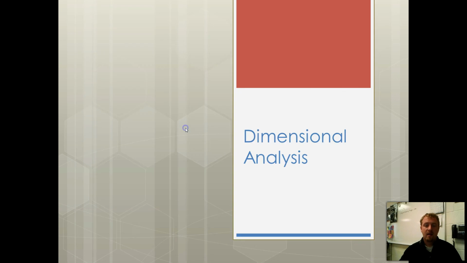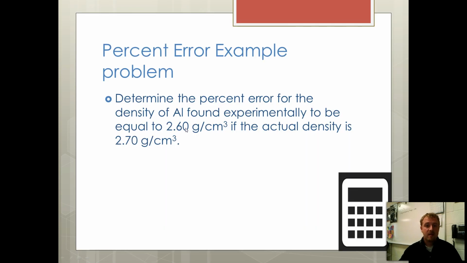This 0 is significant because it is a final 0 after the decimal point. Notice that our given value, the actual density, is 2.70 grams per centimeter cubed. It is important that when you compare things like these two numbers, the units be exactly the same. So in this case, grams per centimeter cubed, grams per centimeter cubed. If that's the case, we can go ahead and compare.